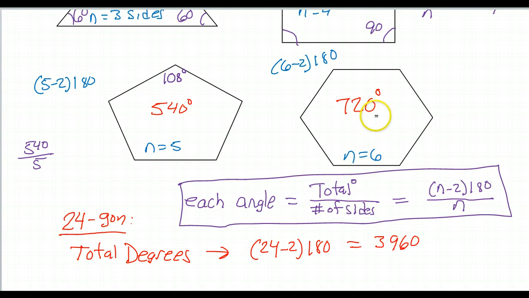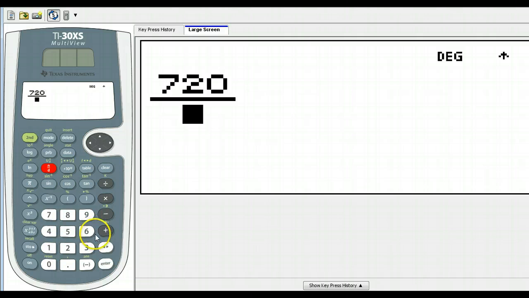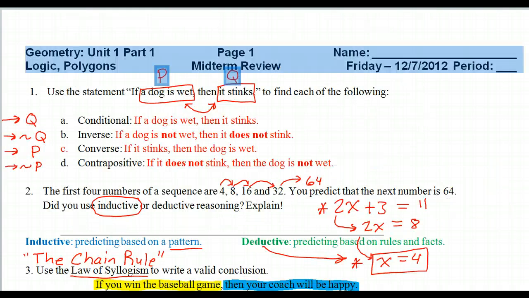So let's follow through and do that for the hexagon here. If I wanted to find one angle of this hexagon, I would do the total divided by the number of sides. And that's 120. Okay, so each one of these angles would be 120 degrees. The total divided by the number of sides, that's how you get one angle or each angle. All right, store that in your brain as we look at the exercises.